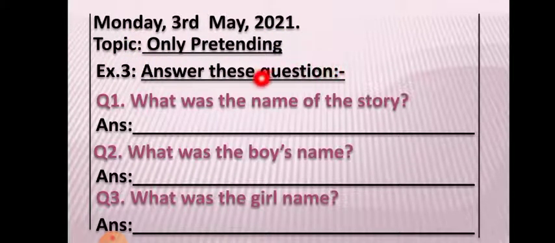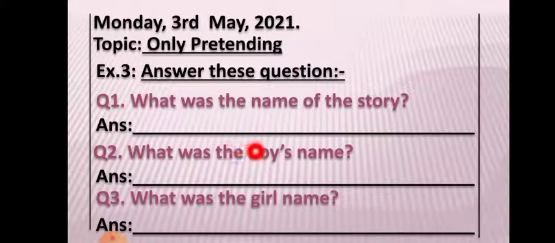Now listen carefully, this video will be helpful for writing your answer. Question number 1, what was the name of the story? Answer is the name of the story was Only Pretending. Students, it is your classwork page. You will maintain your page same like this. You will draw the margin line same like this and you will write day, date and topic exercise like this. Question number 1 again, what was the name of the story? The name of the story was Only Pretending.